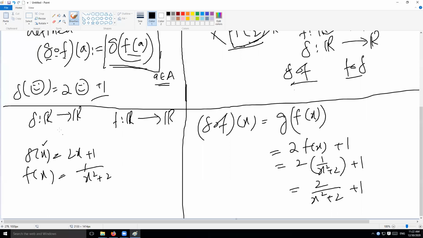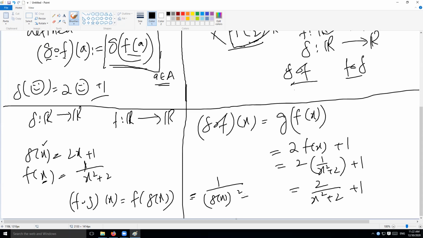But since the domains and codomains of the functions are the same, you can also calculate f composition g, in other words, f of g of x. So what is f doing with the input? It's doing 1 over that input squared plus 2, right? So this is going to be the same as 1 over g of x squared plus 2. But what is g of x? g of x is 2x plus 1. So that is really your f composition g of x.